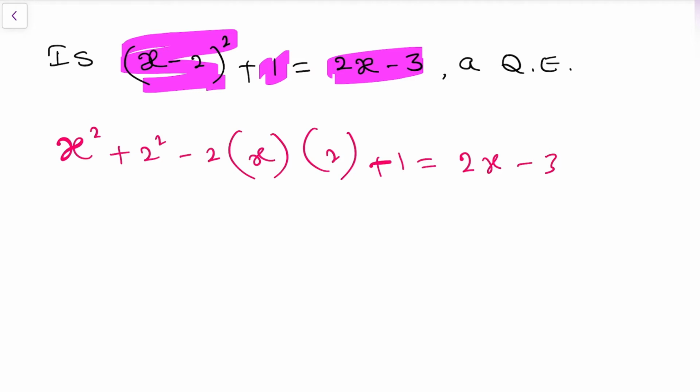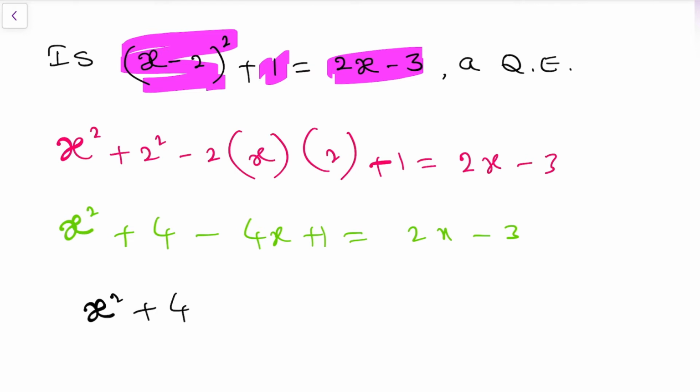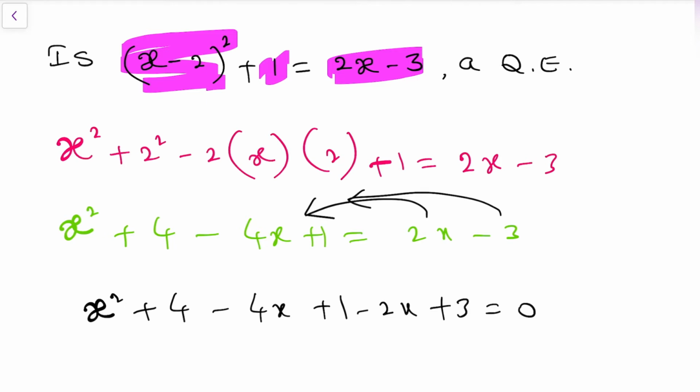So what do we get then? Here x² as it is, plus 2² is 4, minus 2 into x into 2, that is 4x, plus 1, equals 2x − 3. Now I'll take everything to the right side. Then we get x² as it is, plus 4 as it is, minus 4x as it is, plus 1 as it is, plus 2x. If I take 2x to the left side, it will become −2x. The same way, −3 if I bring to the left side will become +3, equals 0.